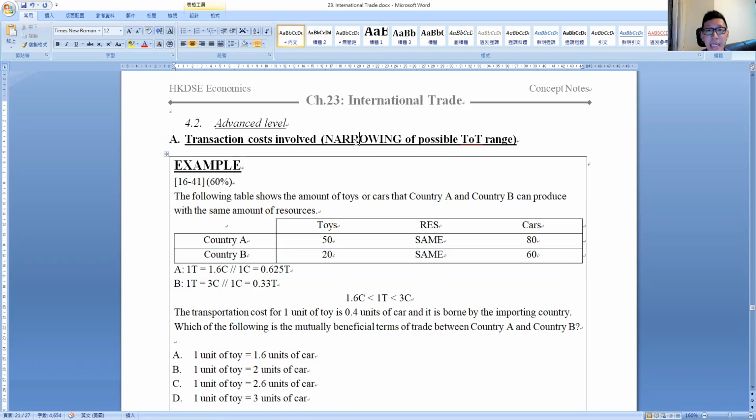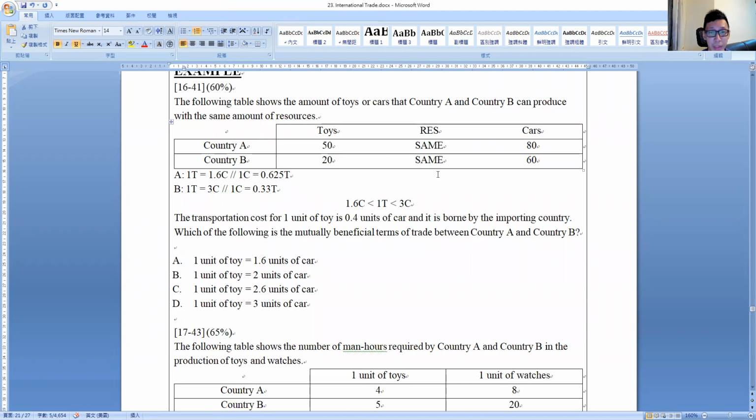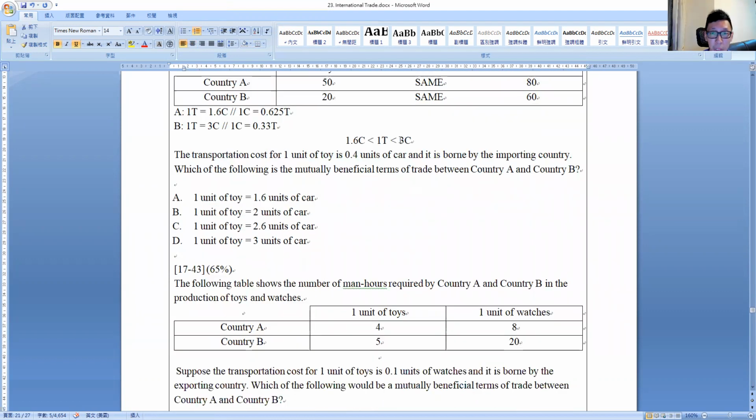Therefore, we need to do something with this 3. Remember, I said narrowing the possible terms of trade range. 好嘛？So, the easiest way to do it, 點樣收窄佢啊？3減咯，minus 0.4 unit of car. That will make the range 1.6 to 2.6. 好啦，咁即係邊個係答案啊？Only B would be our answer because it lies between 1.6 and 2.6. So this is the easy way to do it.